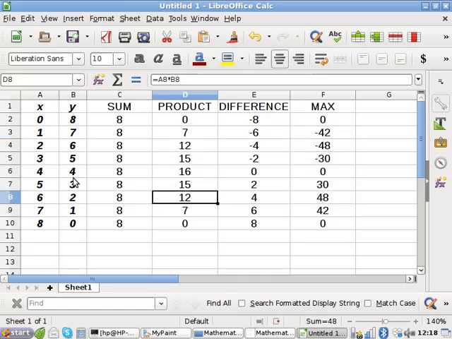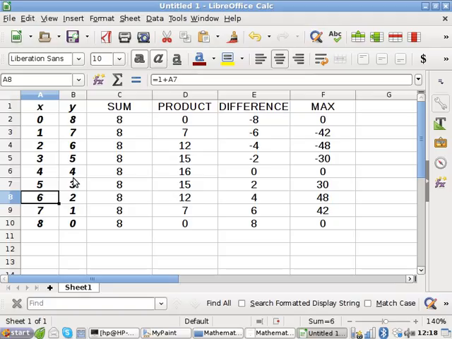But if we look towards the end, for example, when x is 7, y is 1, their sum is 8, their product is 7, their difference is 6, and we have 42. So as we can kind of see, we've passed the maximum. We think 6 and 2, somewhere around here is probably best.